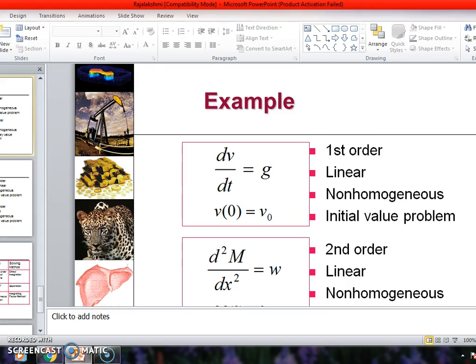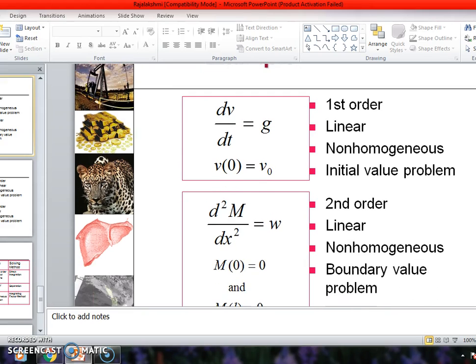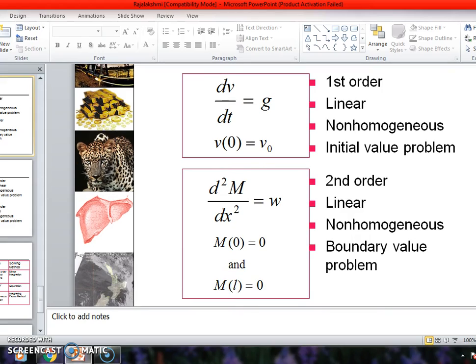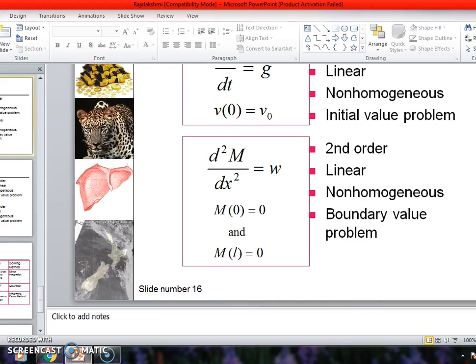dv divided by dt is equal to g, v of 0 is equal to v naught, that is called the initial value problem. d square m divided by dx square is equal to w, m of 0 is equal to 0 and m of l is equal to 0. This equation is a boundary value problem.